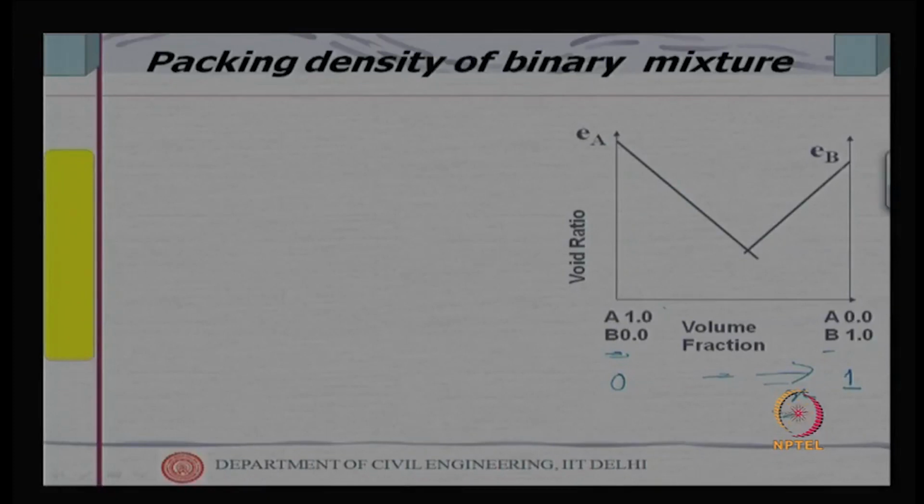This is what happens if I add a very small quantity, and if the same thing kept happening, then ideally I should have a minimum void somewhere at some proportion, but in reality what happens is you actually get a curve like this.